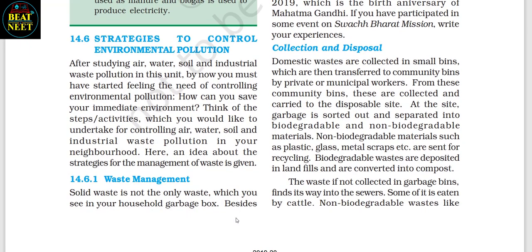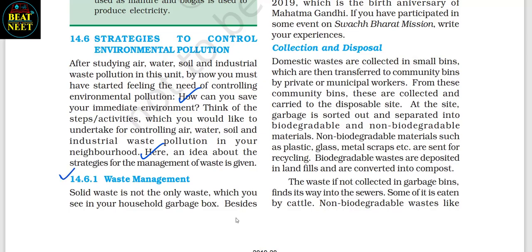14.6 Strategies to control environmental pollution. After studying air, water, soil, and industrial waste pollution in this unit, by now you must have started feeling the need of controlling environmental pollution. How can you save your immediate environment? Think of the steps, activities which you would like to undertake for controlling air, water, soil, and industrial waste pollution in your neighborhood. Here, an idea about the strategies for the management of waste is given.